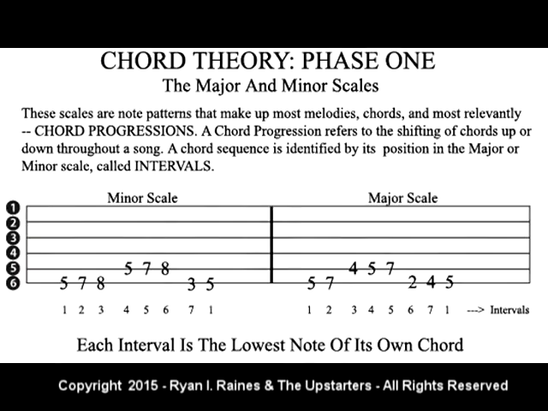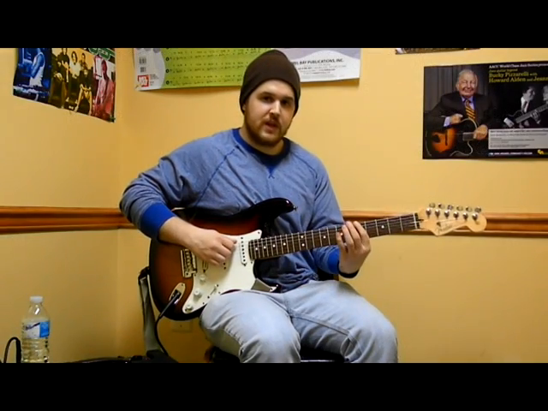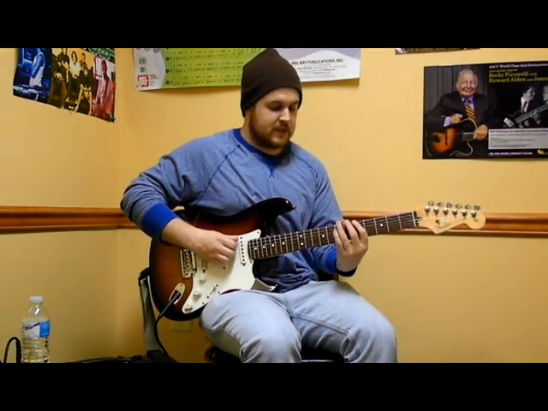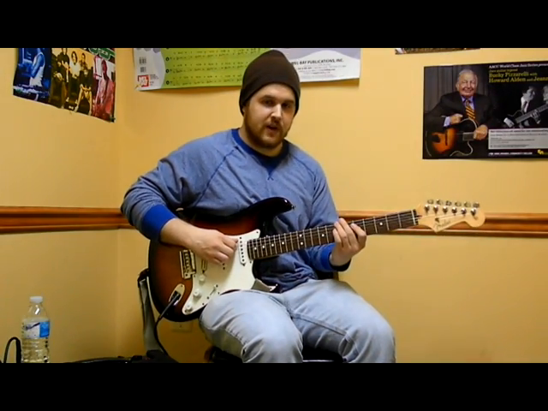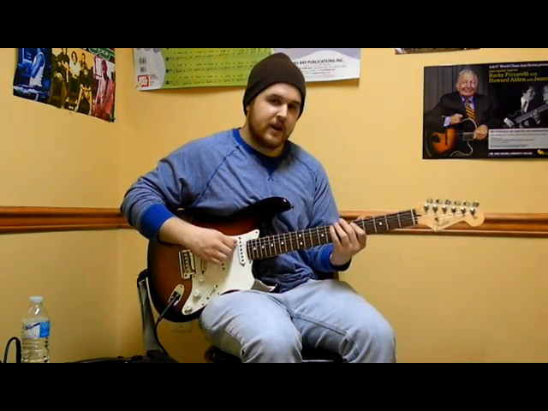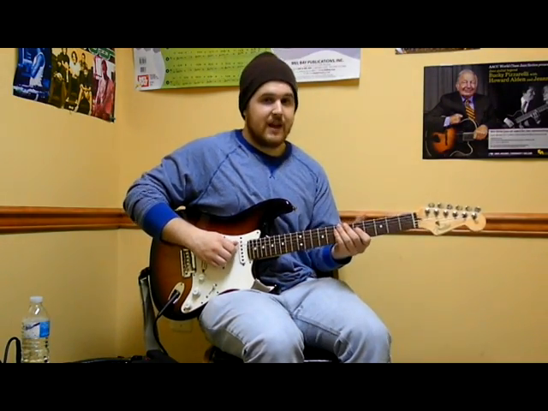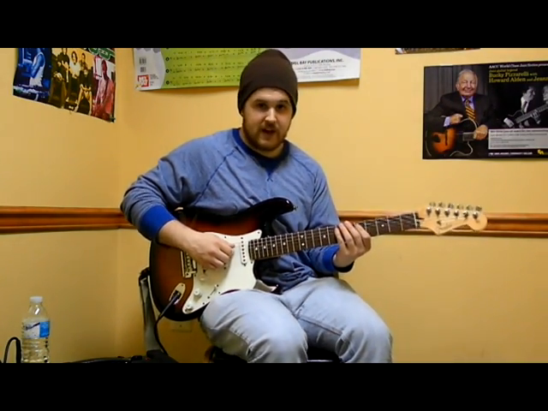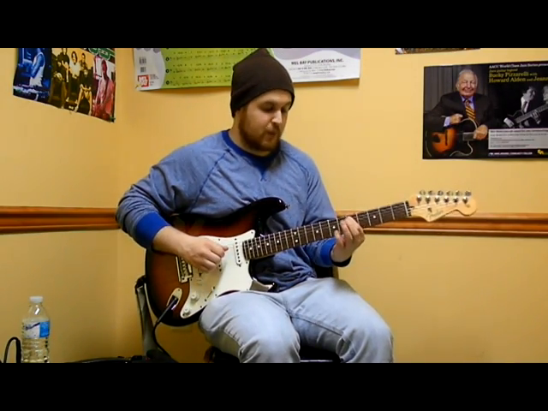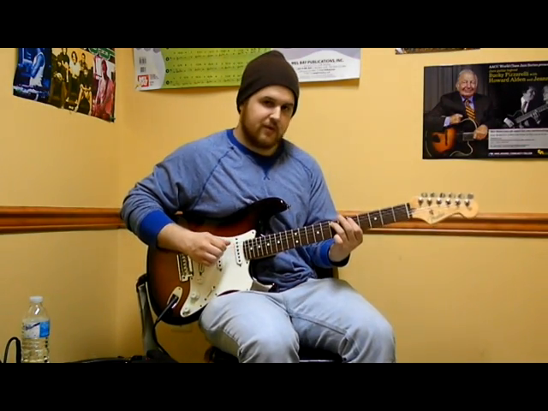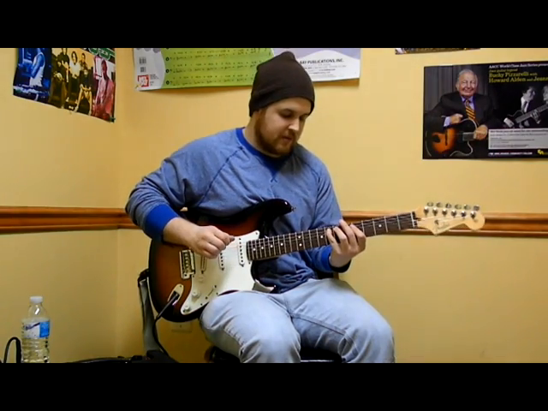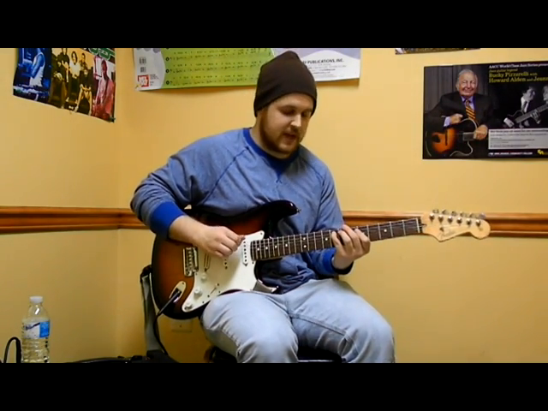To play the minor scale, you're going to play the 5th fret of low E with your pointer finger, 7th fret of low E with your ring finger, 8th fret of low E with your pinky. Then you're going to go to the A string and do the exact same fret and finger assignment: pointer on 5, ring on 7, pinky on the 8th fret, all on the A string.